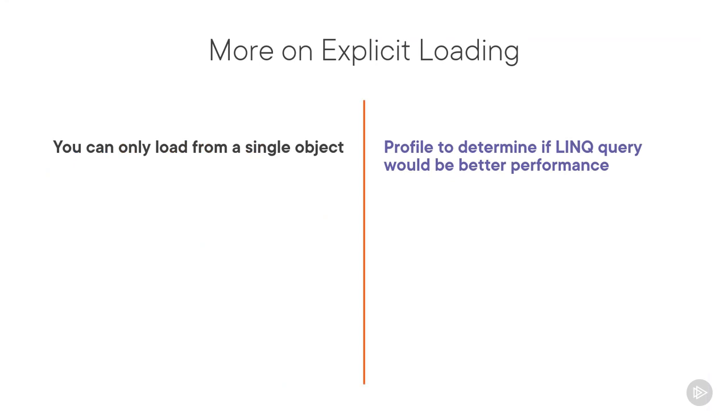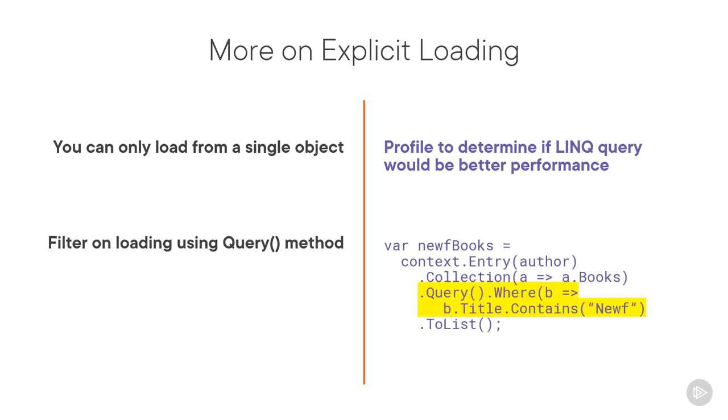Keep in mind that you can only call load on a single object, so you wouldn't be able to use it for a list of authors. In the case that you want to do that, the coding might be easier and the performance might even be better to just execute another LINQ query instead of iterating through that list and loading related data for each author. That's something you'd have to determine by profiling your code and checking performance. One last point I want to make sure you know about explicit loading is that you can filter collections using a query method, just like I'm doing in this example here.